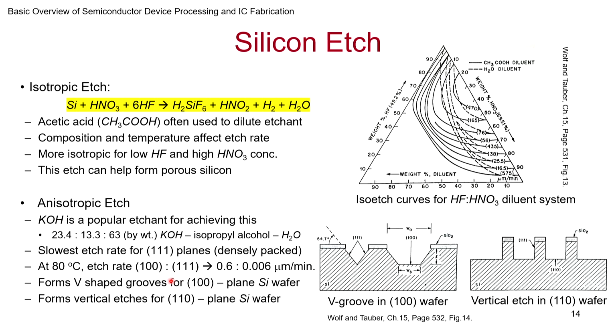To give a comparison of the etch rates for various planes, the 100 plane will etch at 0.6 micrometer per minute. On the other hand, 111 is etching at 0.006 micrometer per minute. So 100 times slower. So clearly those planes will be exposed which are etching slowly. This is a very interesting aspect of silicon when it comes to etching, both the isotropic etch that we saw as well as the anisotropic etch we saw.